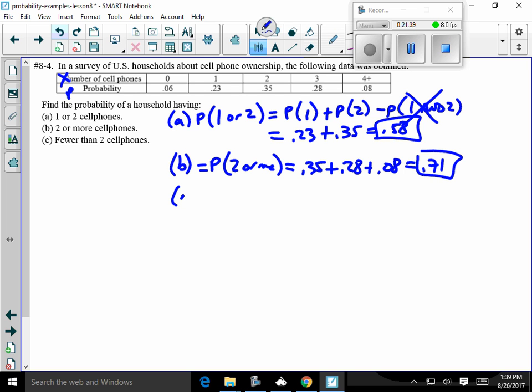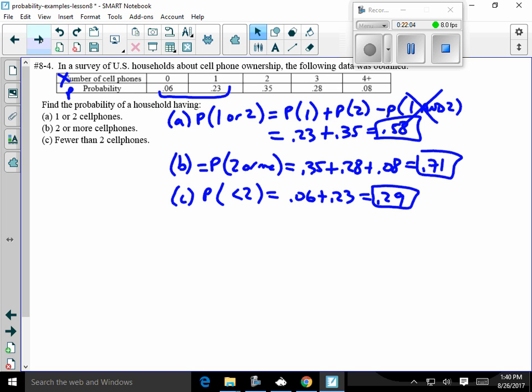And then for C, it says the probability of having fewer than 2 cell phones. Well, that's just 0 and 1, so I'm just going to add those 2 probabilities up, 0.06 plus 0.23, 0.29. All right, so I threw this in just so that you don't automatically think that something in that form has to be binomial or geometric or Poisson. It's not.